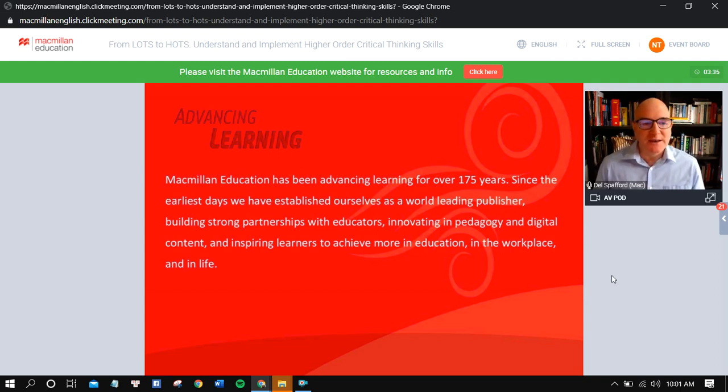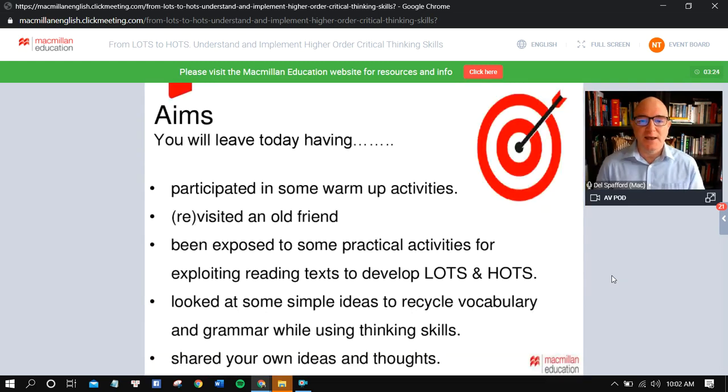Today's session is all about English language teaching, though, of course, and our aims for today's session. Every lesson or every session should have some aims, and here are our aims for today. So we're going to start with some warm-up activities. Hopefully I'm going to get your brains warm. We're not going to do too much moving around, but we are going to get your brains warm with some brain teasers. We're going to revisit or visit, actually the grammar in there is incorrect. It should be revisit, not visited. An old friend or visit a new friend. We'll see who that's going to be as we get through the session. Who will our old friend be?